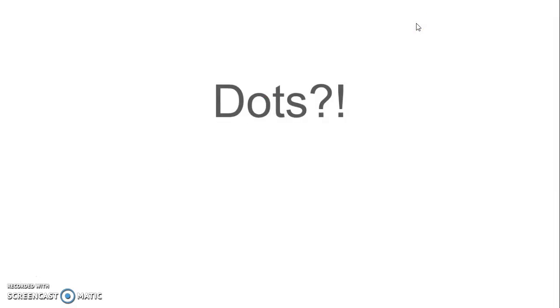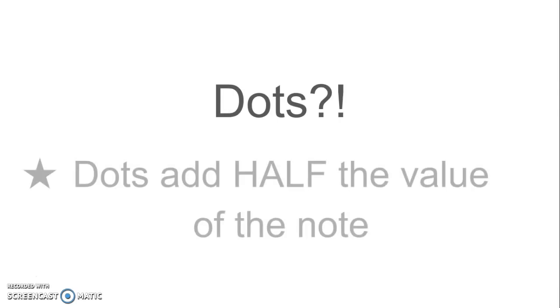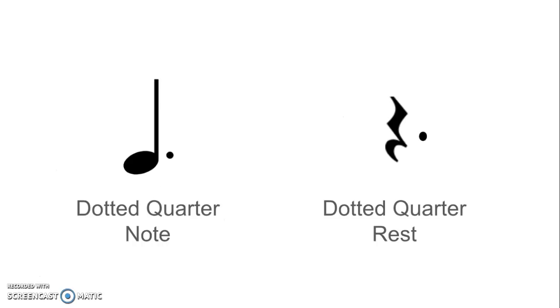Now some notes have dots that don't fit in the tree. So what do we do with dots? Dots have half the value of the note that the dot is on. So this is a dotted quarter note. It's just a quarter note with a dot. It's a dotted quarter rest with a dot.